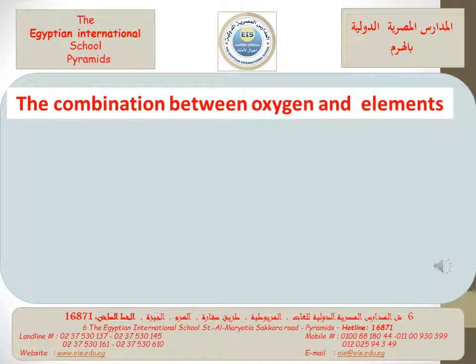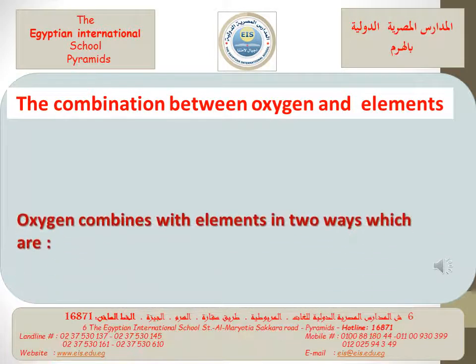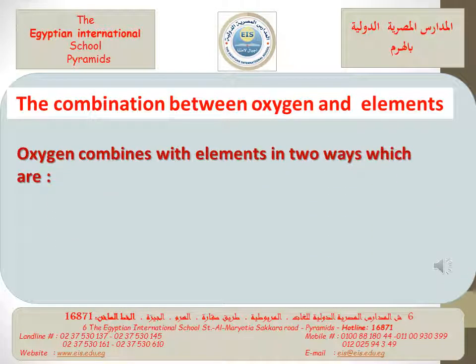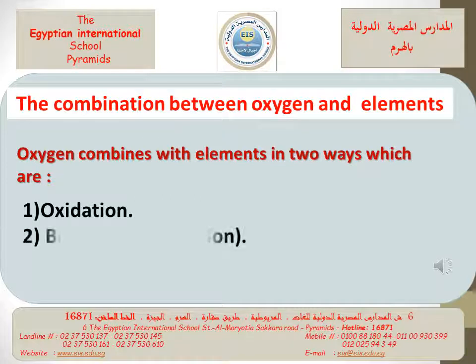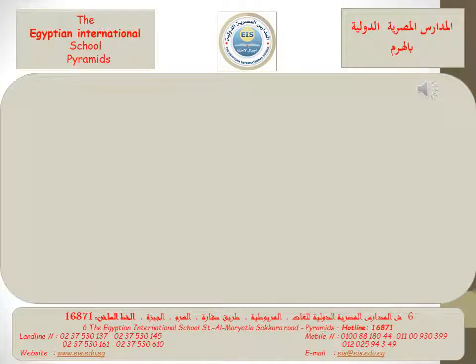Oxygen can combine with elements in two ways, which are number one, oxidation, number two, burning or combustion. Again, there are two ways of oxygen to combine with elements. Number one, oxidation, number two, burning or combustion. The first way is oxidation.